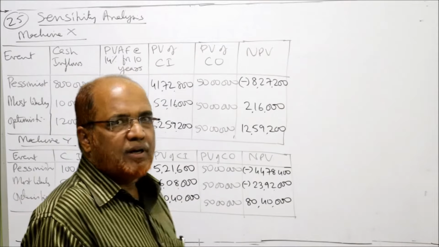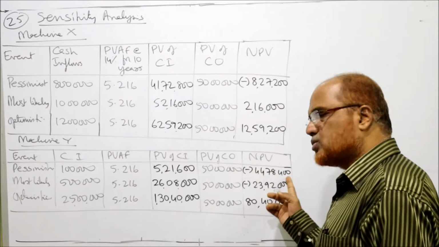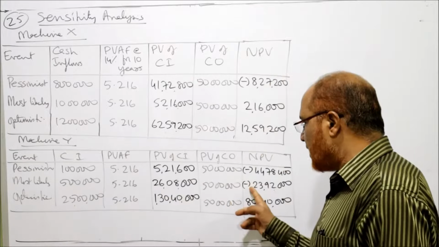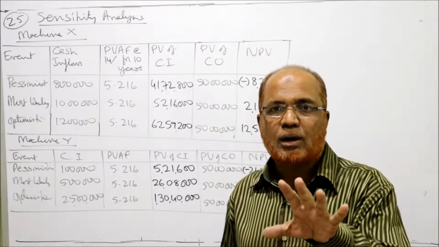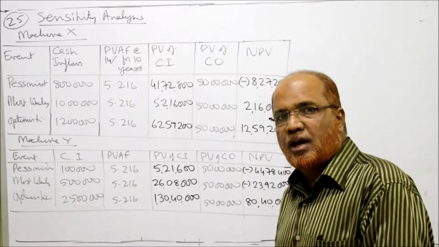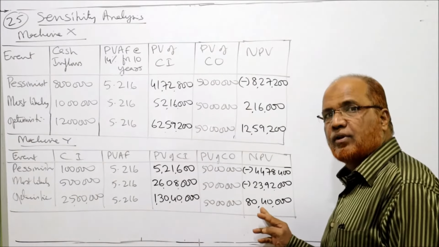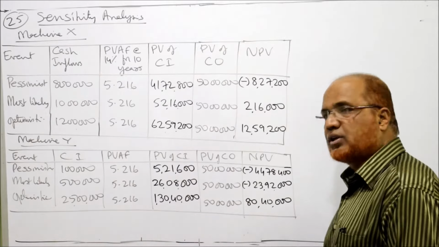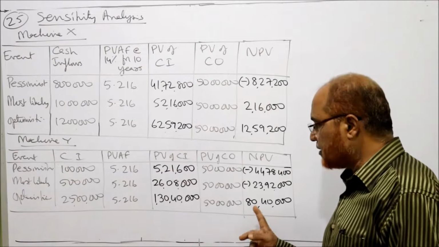In case of Y machine, you can see the NPVs are minus 44,78,400 if the situation is pessimistic. If the situation is most likely, it is minus 23,92,000. Again negative. Whether the situation is pessimistic or most likely, in both situations we have a negative NPV in case of Y machine. And if the situation happens to be optimistic, then we'll get an NPV of 80,40,000. We are investing only 50 lakh, but we are getting a return of 80,40,000, more than 100%, or we can say more than 150%. We are getting.